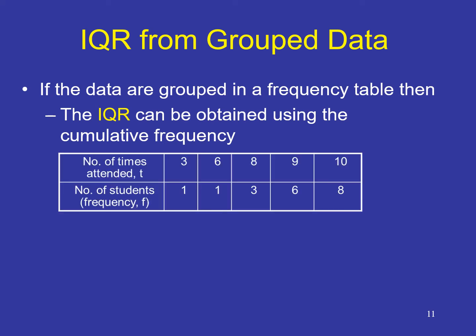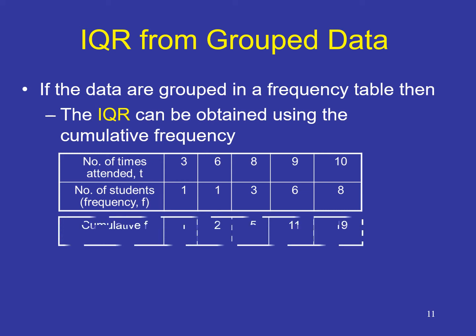So let's imagine we had these data here. This was the number of times students attended a particular class. One student attended 3 times, one student attended 6 times, 3 students attended 8 times, 6 students attended 9 times, and 8 students attended 10 times. We may want to find the interquartile range for how many times they attended.